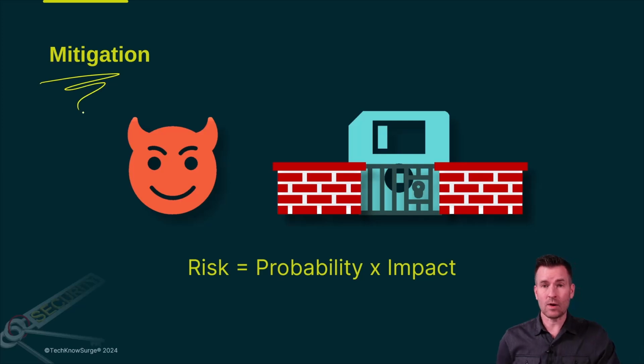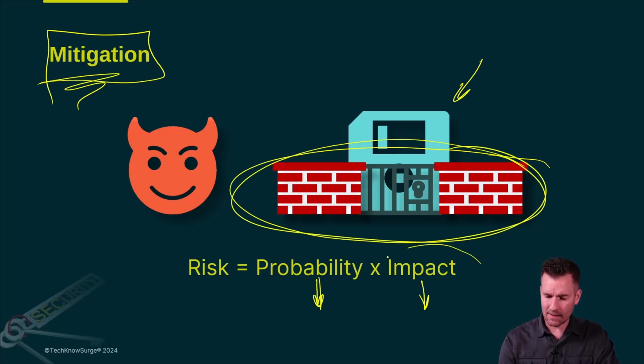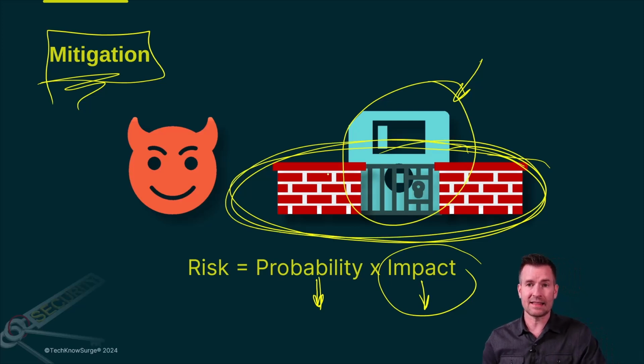Mitigation is something that we do to reduce risk. So we either have to reduce the probability or reduce the impact. For instance, if this is our data, maybe we're putting walls up, maybe we're putting a gate up. And so now we're mitigating the risk. We're reducing the probability that it's going to get stolen, not the impact, because we haven't changed the data itself in this example, but we've reduced the probability that this data is going to get stolen, and so now we've reduced the risk.